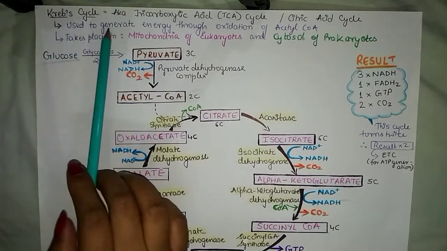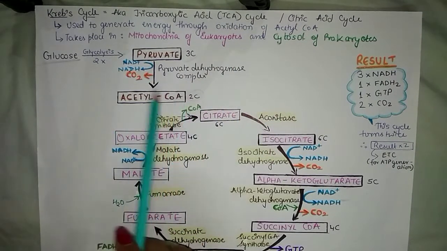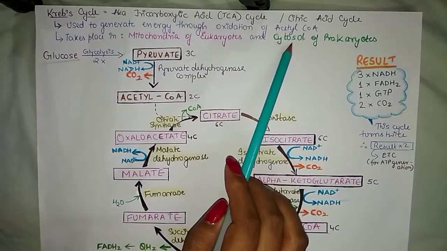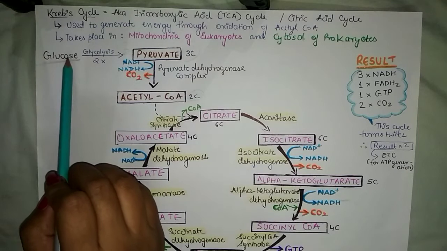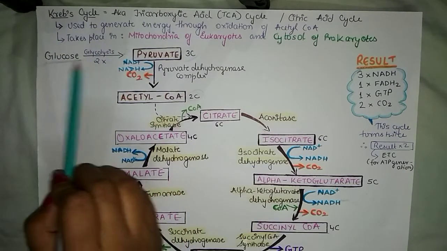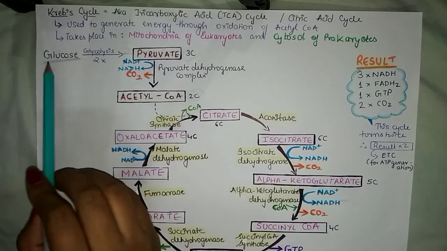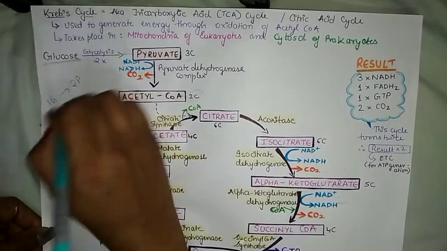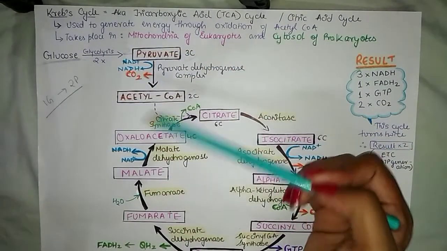The Krebs cycle is used to generate energy through oxidation of acetyl coenzyme A. It takes place in the mitochondria of eukaryotes and the cytosol of prokaryotes. In the previous video we studied the glycolysis pathway, in which one glucose was converted into 2 molecules of pyruvate. Here we'll be studying what happens further.